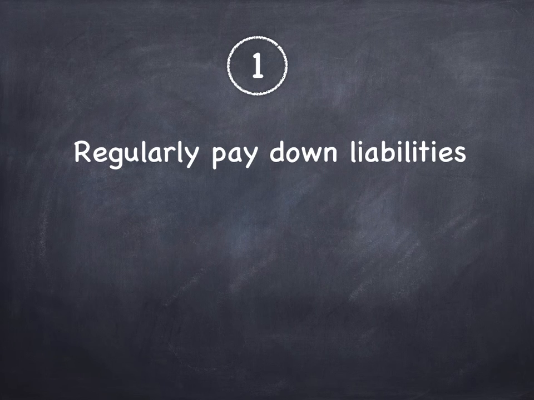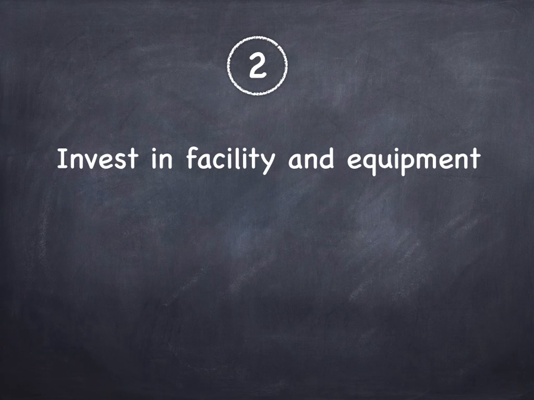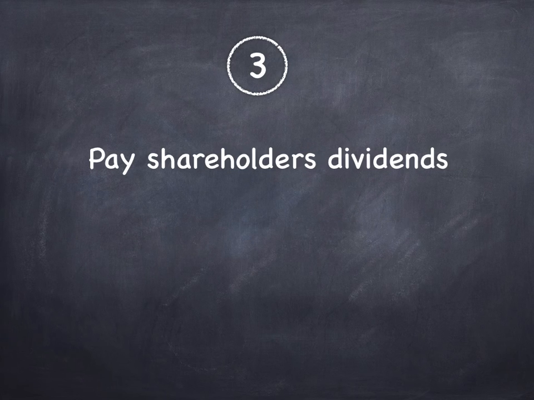Number 1, regularly pay down liabilities. There's no tax consequences with that. It doesn't make sense when we're contemplating a capital gains exemption transaction to have any liabilities on our balance sheet if excess cash is a problem. We could invest in facility and equipment, no tax consequences. We covered both of these in the last video.